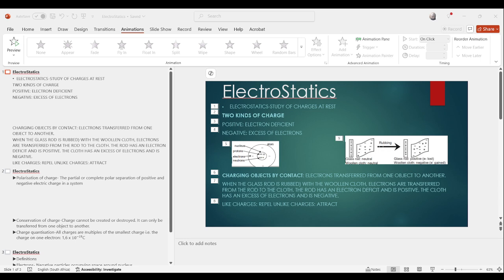Not sure, sir. Okay, if one electron has a charge of 1.6 times 10 to the power of minus 19, and you have a system which has a charge of 3.2 times 10 to the power of minus 19, it means you have two electrons. Do you agree? Yes, sir. Do you agree? Yes, sir. How did you get to that answer?